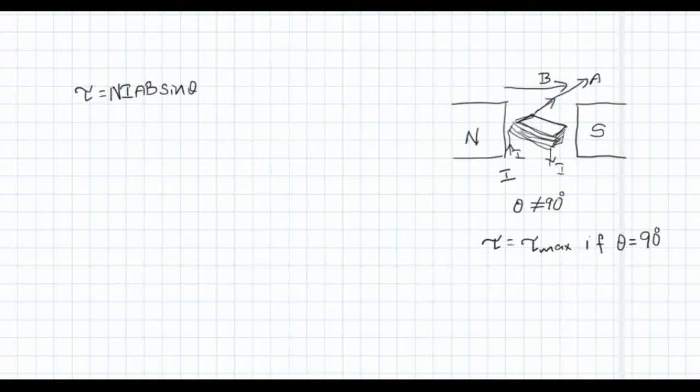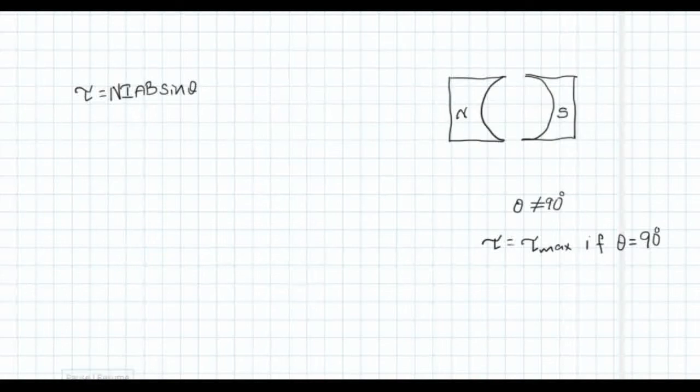The torque is made maximum if the angle between B and A is 90 degree, perpendicular to each other. So in order to make this angle 90 degree, we are using a magnet like this. This kind of magnet is called a horseshoe magnet. A horseshoe magnet will provide a radial field. So what is a radial field? This is how the radial field looks.